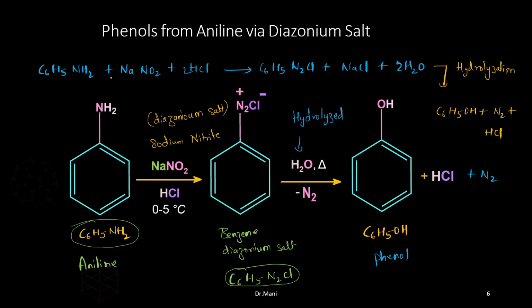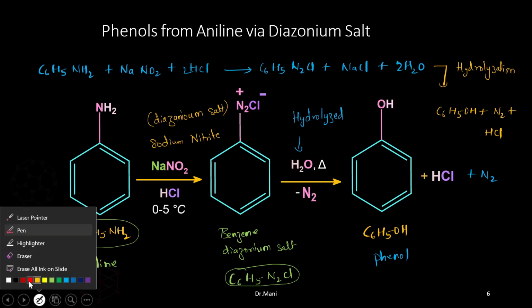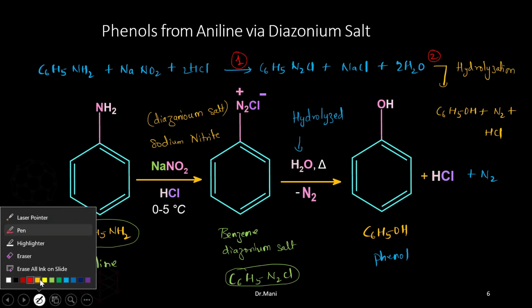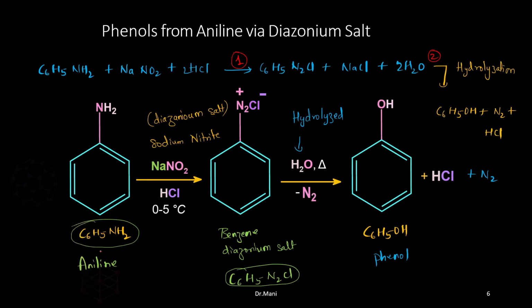Understood? This is step one and this is step two. Step one is the formation of the benzene diazonium salt. Step two is converting the diazonium salt into the phenol. Remember, step one is called diazotization, because you are adding the diazonium group to the benzene ring. Remember this name: diazotization.